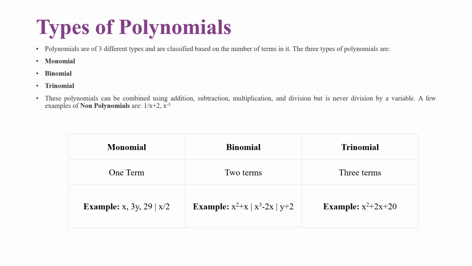So x square plus x cube minus 2x, y plus 2. So there are two terms. Okay, and three terms are here. Example like x square plus 2x plus 20. So here are the three terms. X square is the first term, 2x is the second term, and 20 is the third term.